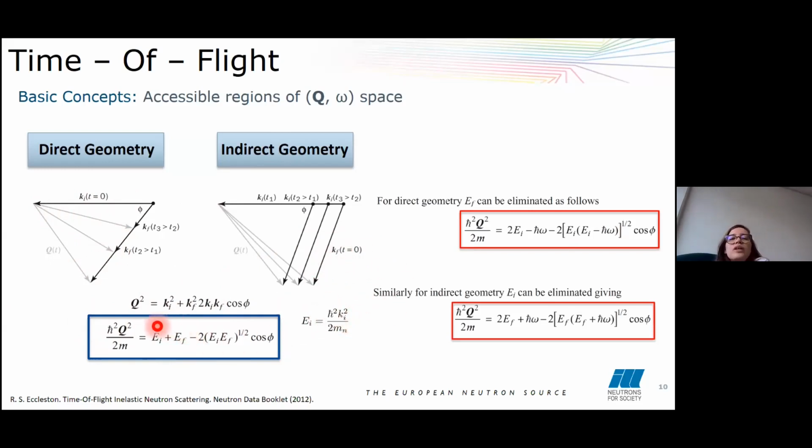And by applying the cosine rule to the scattering triangles and converting the momentum to energy, we can obtain this formula here. And for each geometry, for example, for direct geometry, we can eliminate the final energy, obtaining the first formula. And we can eliminate the incident energy for indirect geometry, obtaining this formula here.